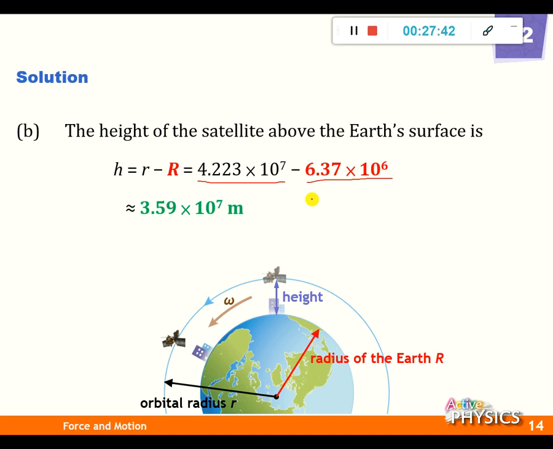Is it too far away? Try to look at this. This one is 10 to the power 6. This one is 7. If I want to make it 10 to the power 6, then this should be 42.23. Then you can see that R is around 7 radii of the Earth.